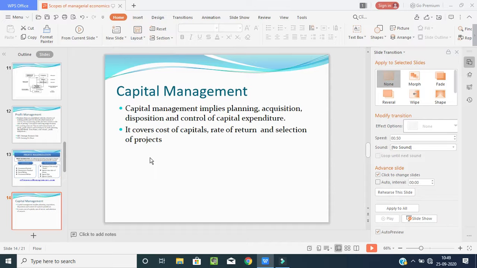All these are the returns, and how we are going to have returns from the capital, how the returns come when we are investing this amount, what returns we are getting. All these possible categories and approaches will take place in capital management.